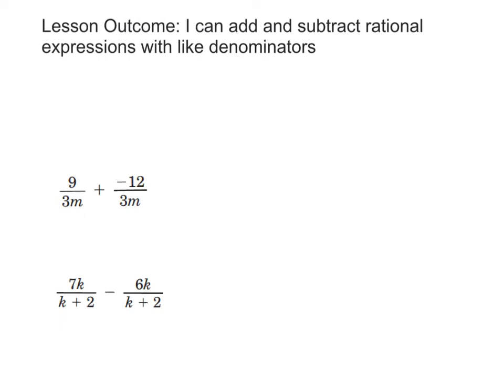The lesson outcome for this video is I can add and subtract rational expressions with like denominators. Okay, so let's think back to fractions that we've added in the past.